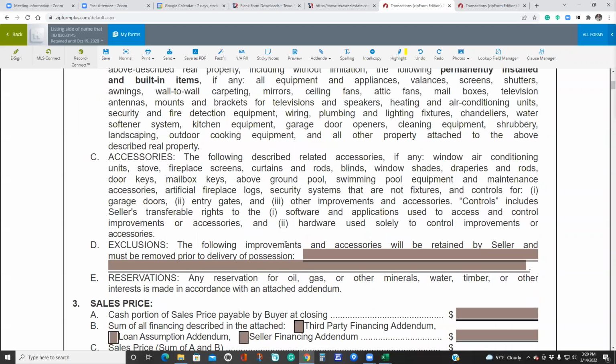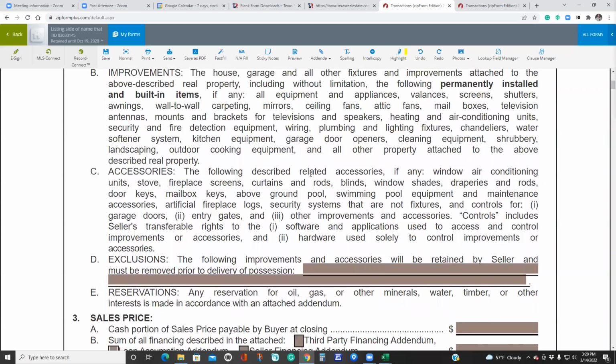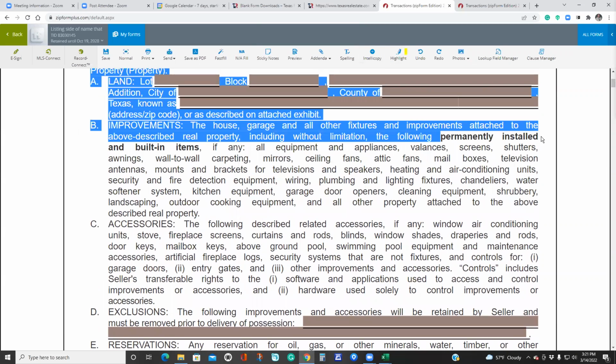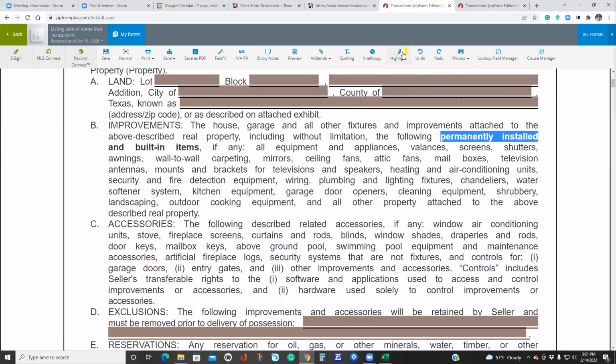This is on the 1 to 4 family contract. We're just going to go through this fairly quickly. We want to hit some areas. I want you to watch this for just a second. We want to hit some areas where we need to talk to them about these items. So we're talking permanently installed and built-in items. That's improvements, permanently installed and built-in items. And it gives you a list of items to talk to them about.